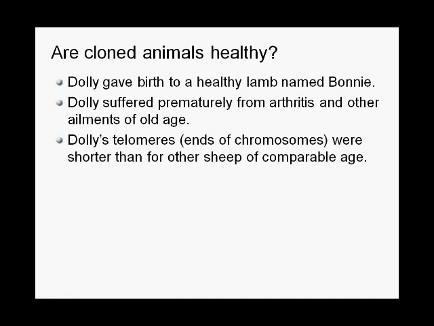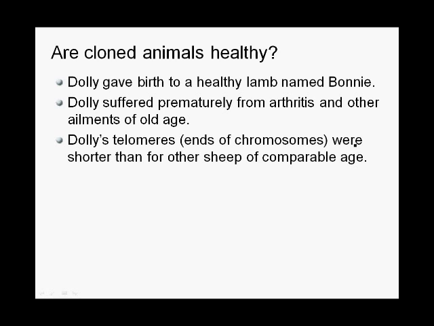One question was whether cloned animals would actually be healthy. So Dolly was healthy for the first few years of her life, and she was a fully functional female because she was able to give birth naturally to a healthy lamb. But Dolly herself suffered from premature aging symptoms. She got arthritis at a much earlier age than would be expected for sheep of her genotype, of her breed, as well as other ailments of old age, and eventually had to be put down.